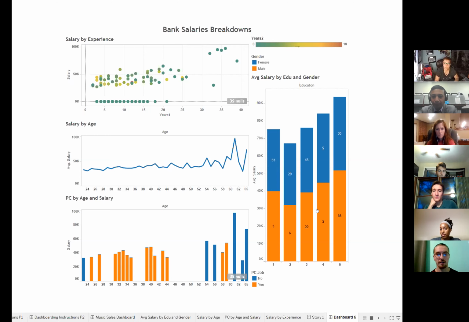So finally, similar to group one, we have education levels and average salary per education level, which we also broke down by gender, and then we have labels to show how many males and females are in each of those education levels. And similar to what group one said, it suggests that as education levels increase, it's likely that average salaries increase along with it.